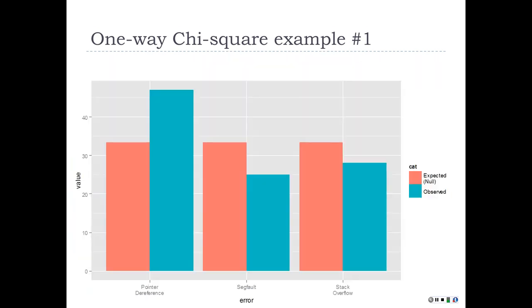So we could graph this like this. I just threw those numbers in there. The red value is the null hypothesis. The null hypothesis says everything is even. 33.3 errors in each category. The blue bars are what actually happened. Here, here, and here. So that's a deviation. Pointer dereferences were way too common. Seg faults were not common enough, and stack overflows were not common enough. So those are the deviations. And if you just add up those yellow boxes, that's 8.55. Well, with funky math there. Conceptually, that's the same thing. You add up those deviations, and that's your chi-square.